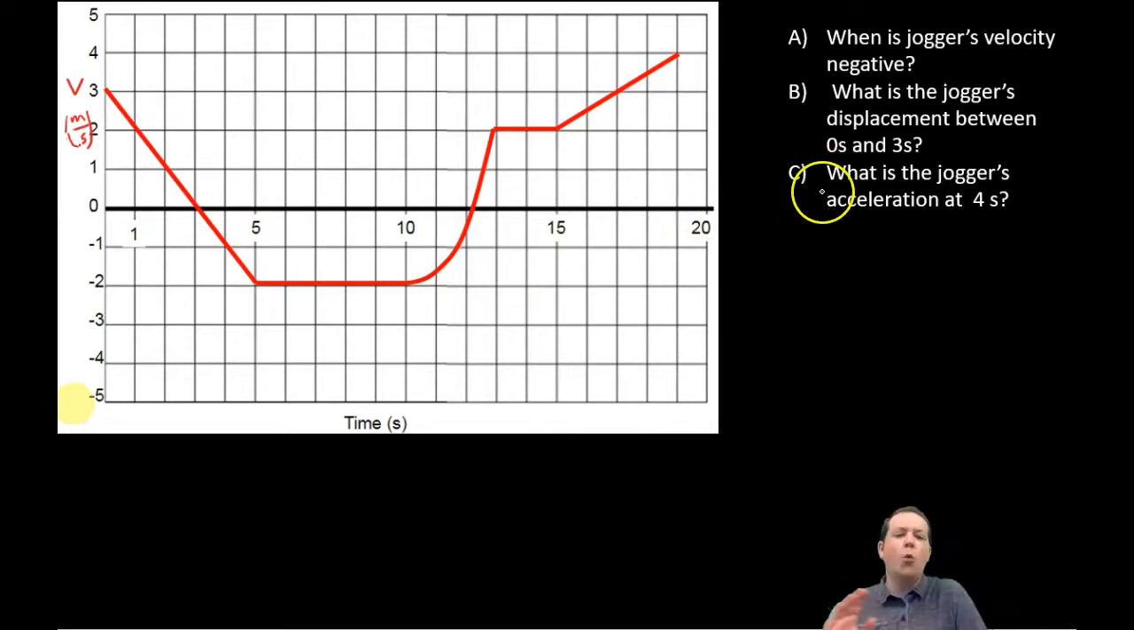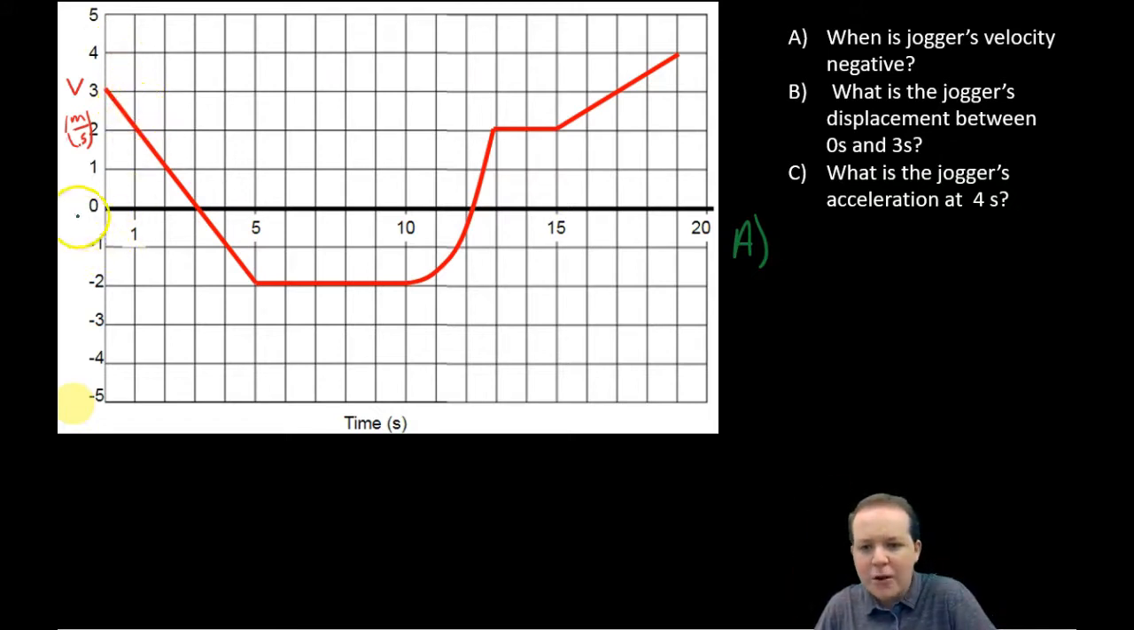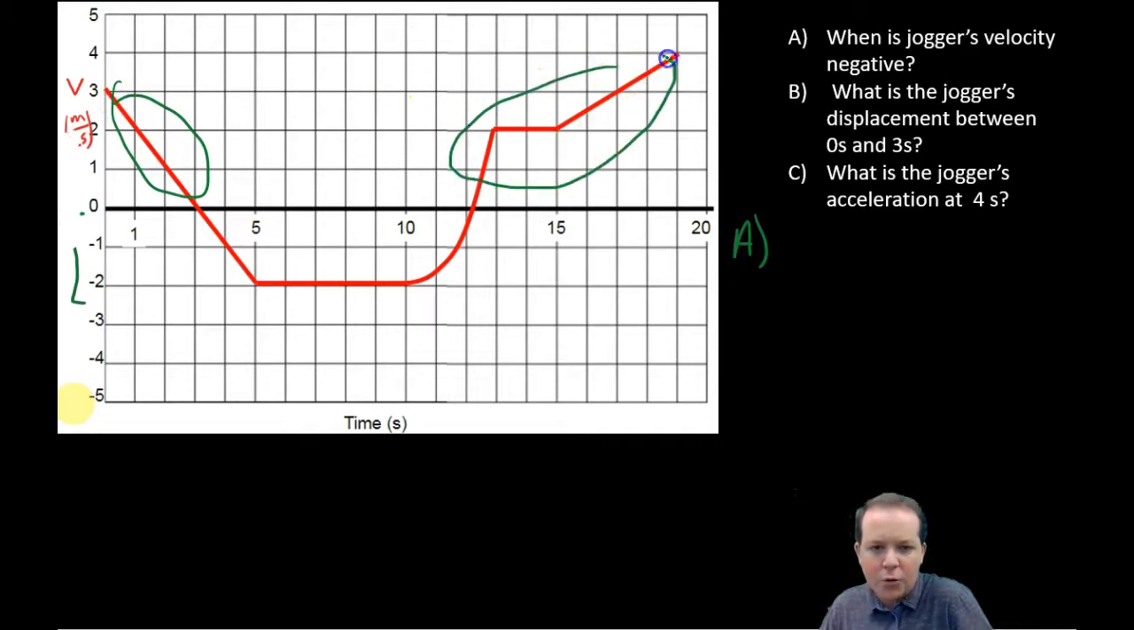For part A, it's asking, when is the jogger's velocity negative? Let's look at this graph. When is the jogger's velocity negative? I'm answering part A. It's a velocity graph. So the y values, those are the velocity values. Whenever the y values are negative, that's when the velocity is negative. So when is this jogger having a negative velocity? Well, up here, this is all positive, so nowhere here, nowhere over here. These are all positive velocities, all positive y values.